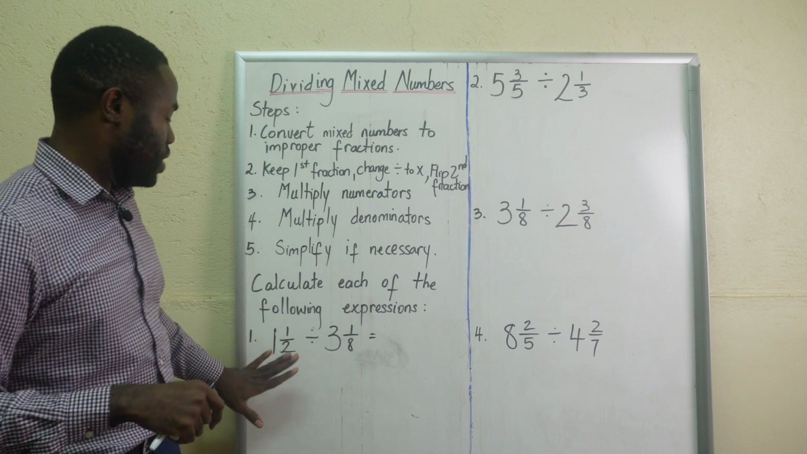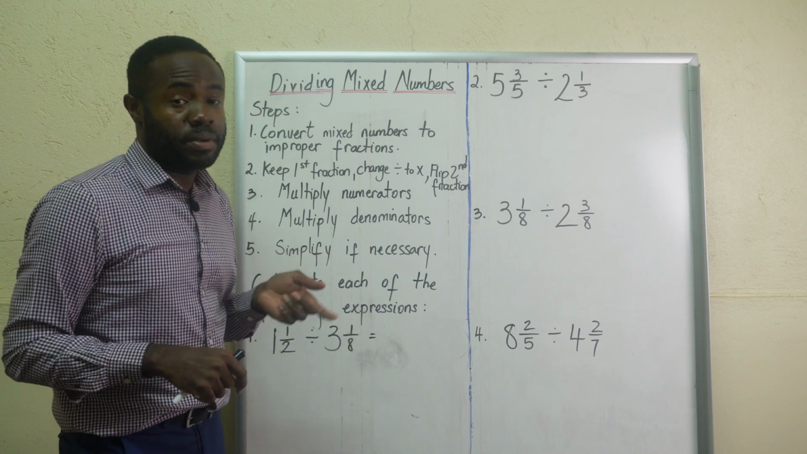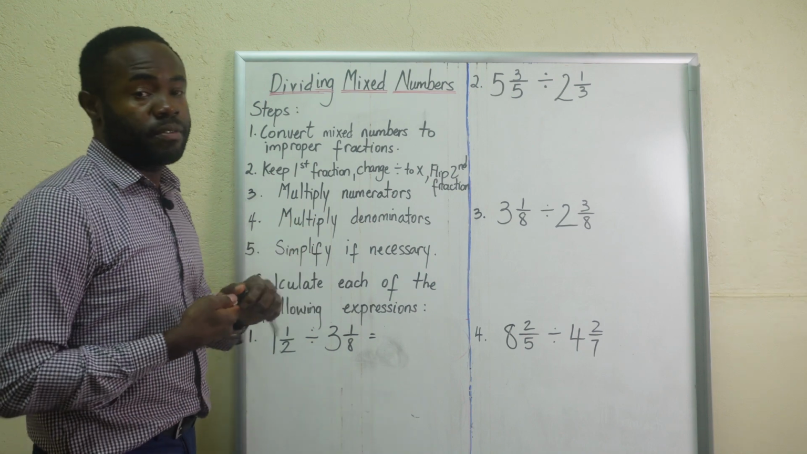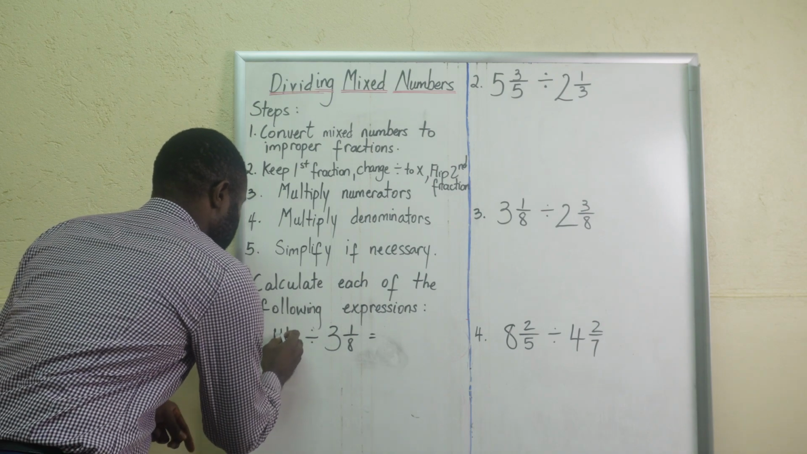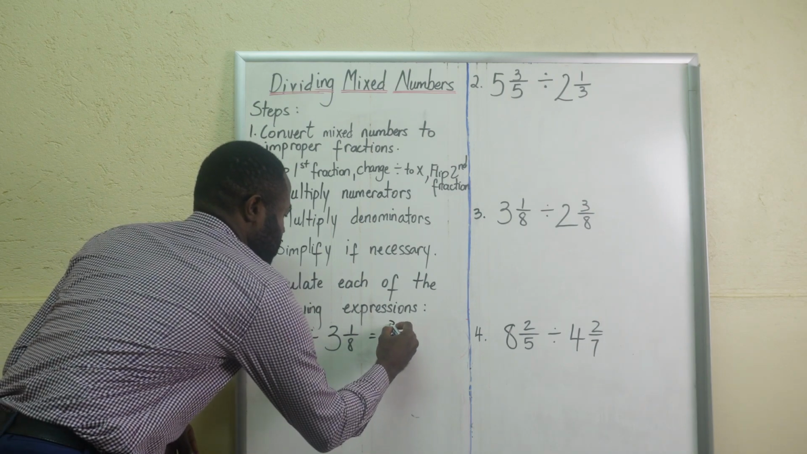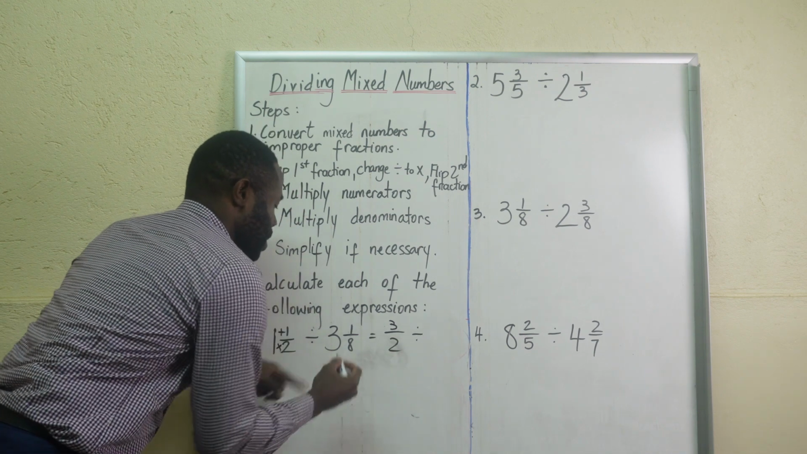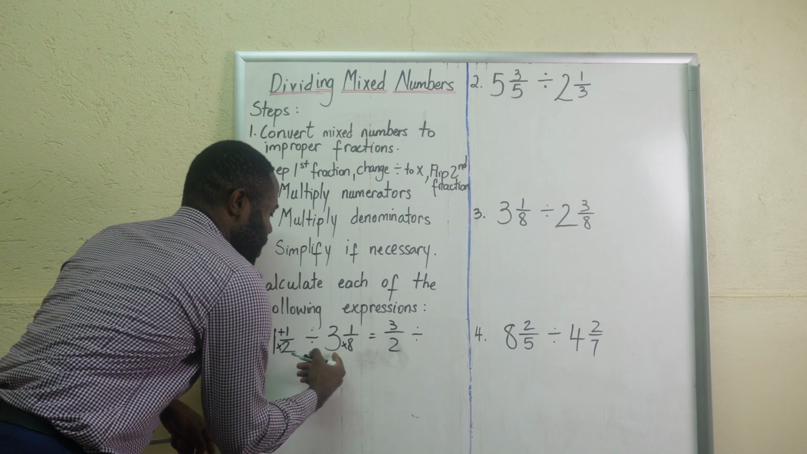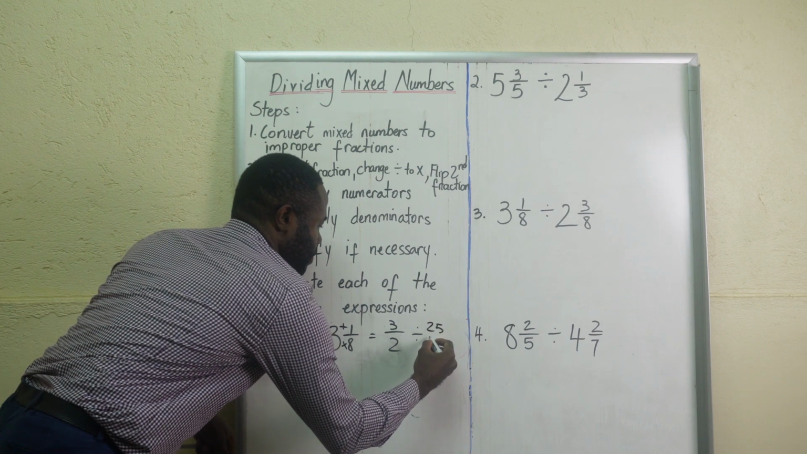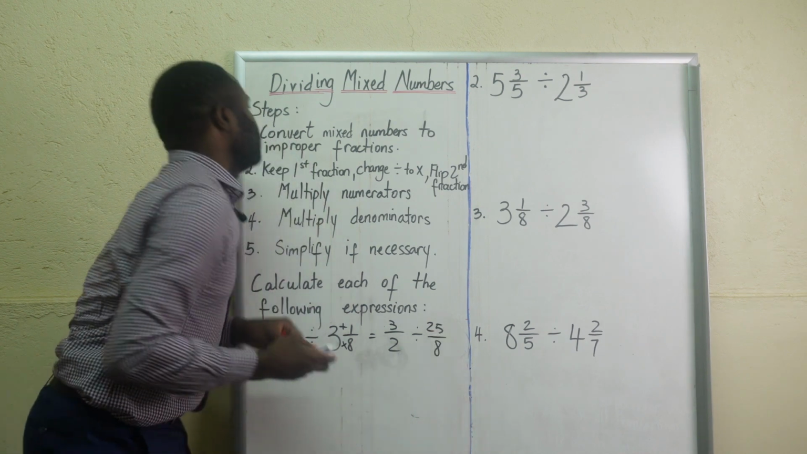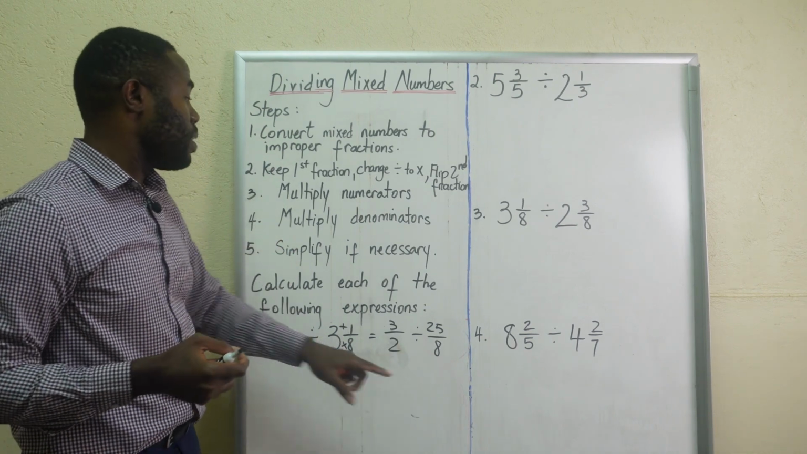All right, so the first one is 1 1/2 divided by 3 1/8. So the first step is to convert them to improper fractions. So let's do that. It's 2 times 1, which is 2, plus 1 is 3. So it's 3 over 2 divided by, and then you convert this one as well. 8 times 3 is 24, plus 1, which is 25 over 8. So you have carried out the first step, which is to convert them to improper fractions.